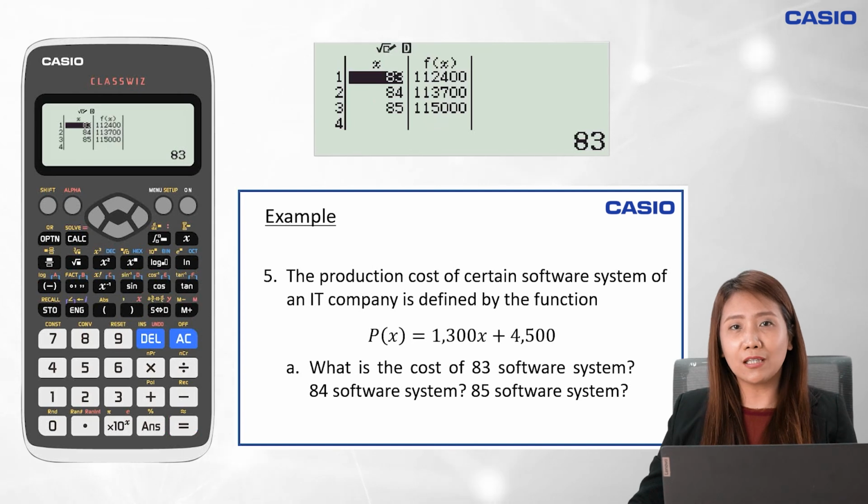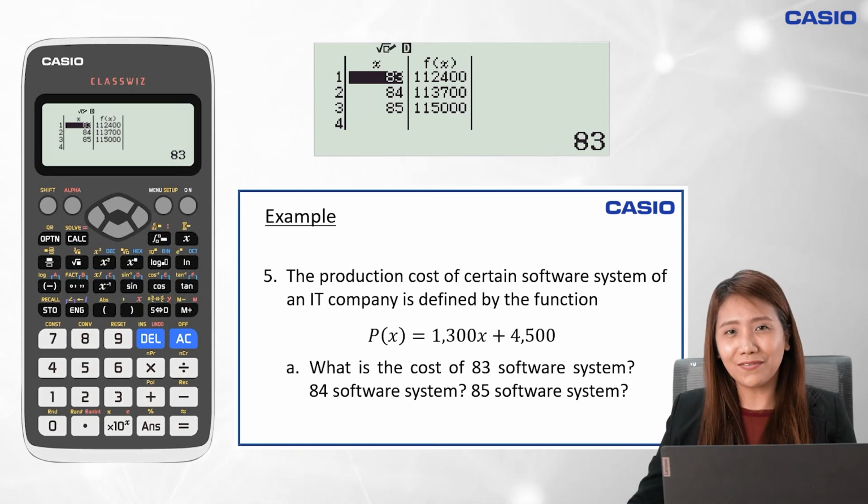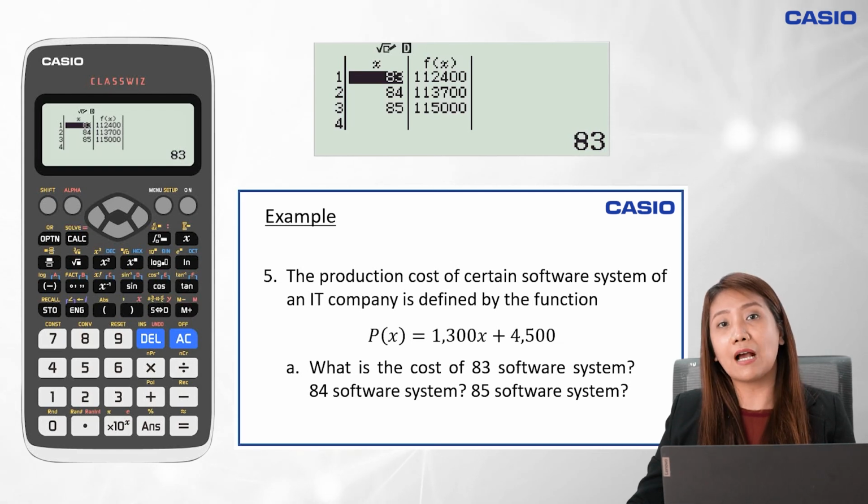That means if X is 83, then P of X is 112,400. It also shows that if X is 84, P of X is 113,700. And if X is 85, then P of X is 115,000. So, if there are 83 software systems, that will cost 112,400. And if there are 84 software systems, that will cost 113,700. And last, if there are 85 software systems, that will cost 115,000.